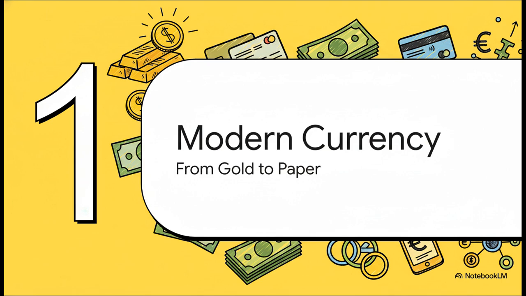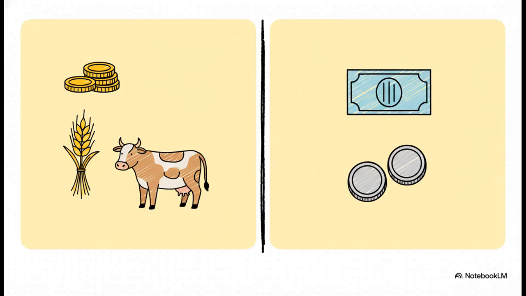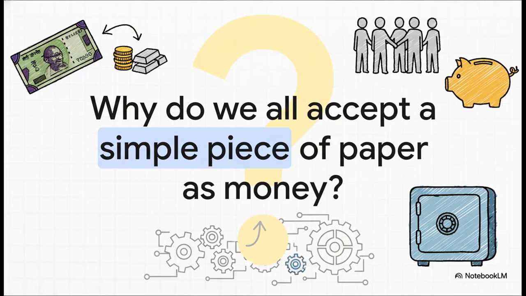time. Let's see how. In earlier times, money was made of things that had their own value, like grains, cattle, or even gold and silver coins. But our modern money, the paper notes and coins we use, well, it has no real value of its own. It's just paper and metal. This brings us to a very important question. If it's just a piece of paper, why do we all accept it as a medium of exchange? Why does it have value?